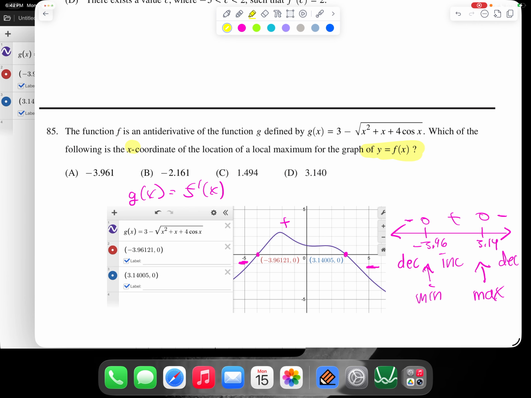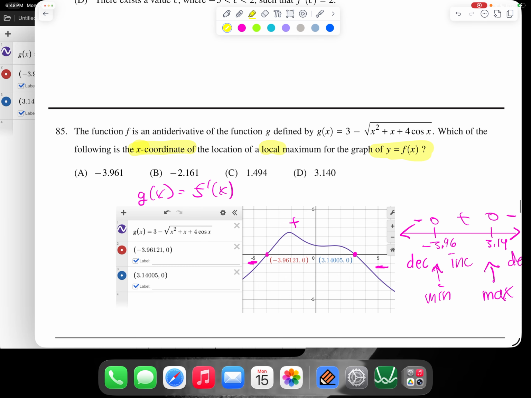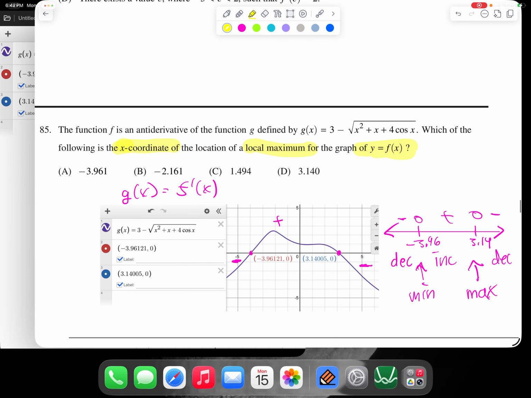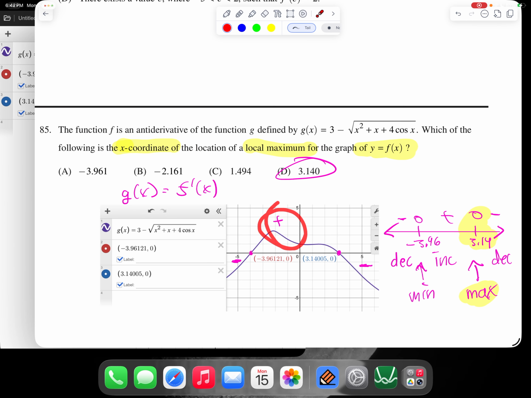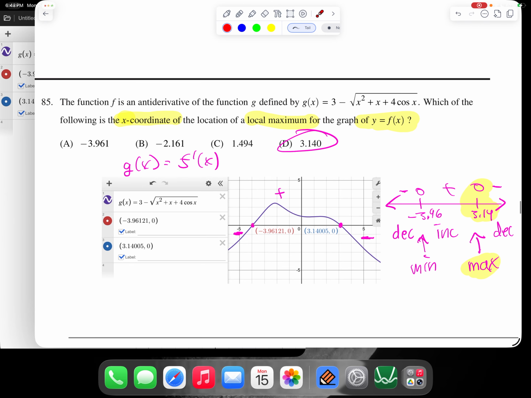We were asked to find the x-coordinate of a local maximum on the graph of f of x, which is the antiderivative. The maximum occurs there. The answer is D. Did I have to draw the number line? No. Could have gotten that from the graph. If I'm looking at a graph of a derivative, and the graph of the derivative goes positive, then 0, then negative, I automatically have a maximum on the original graph that we can't see. All right, that's number 85.